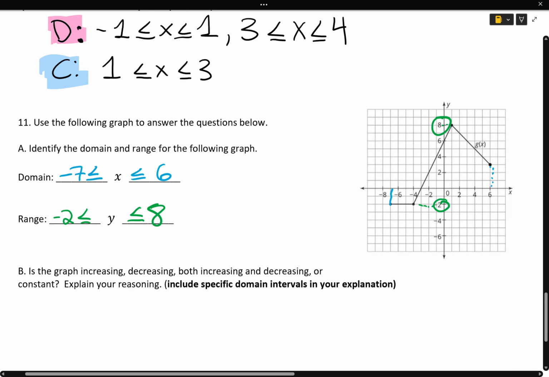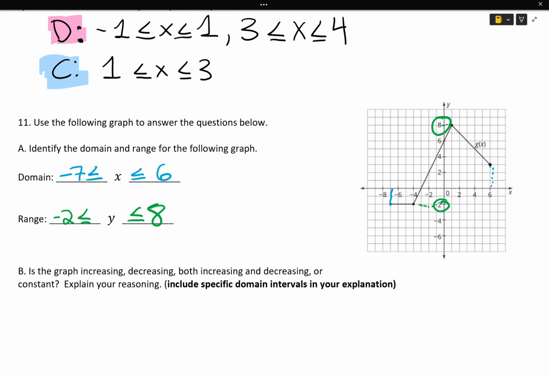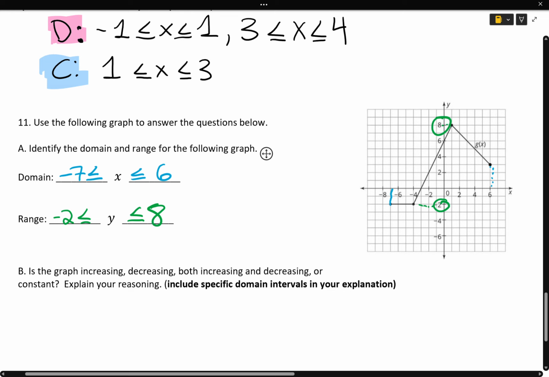Okay, fantastic. Okay, so letter B. Is the graph increasing, decreasing, both, or constant? Now we're going to prove it by showing it. I like to just start off left to right on my graph and see where we're going from there. Okay, it looks like the first little section of my graph is constant. C for constant. From -7, sorry about that noise, all the way to -4.